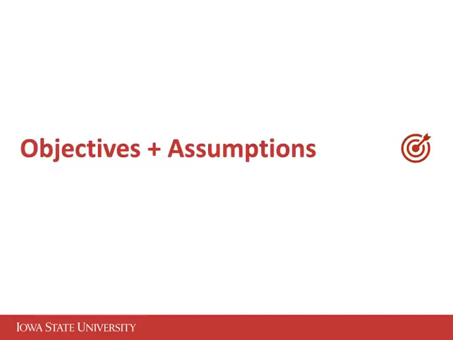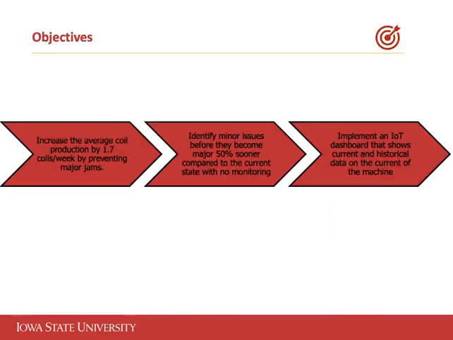All right, so for the objectives and assumptions, nothing here has really changed beyond what was first discussed in our first presentation. We're still looking to increase the average coil production by 1.7 coils per week by preventing major jams. We're also looking to identify minor issues before they become major, 50% sooner compared to the current monitoring state. And then we're also looking to implement an IoT dashboard that shows current and historical data on the current of the machine, or the amperage of the machine.